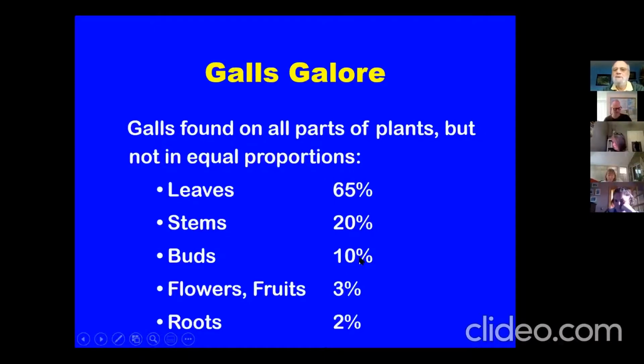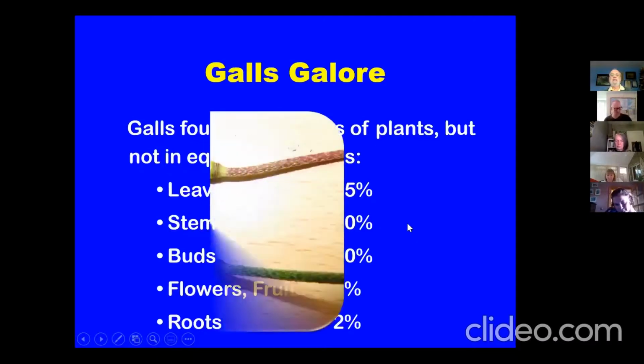But stem and bud galls are often more easily found in the winter when there's no leaves on the trees, because it's much easier to see the structure of the plant and to see the stems, the leaves, and indeed the buds, and see the galls or remains of galls.